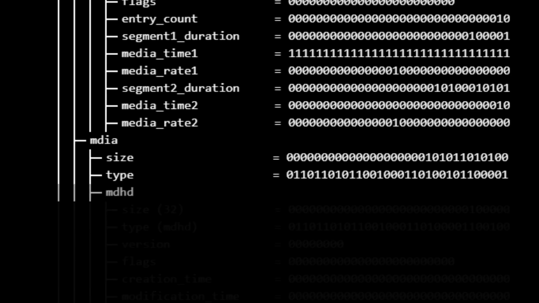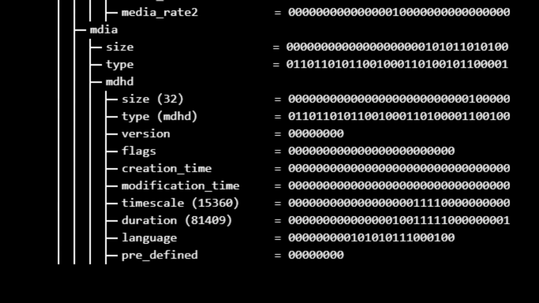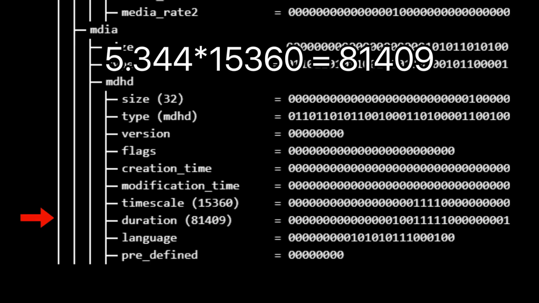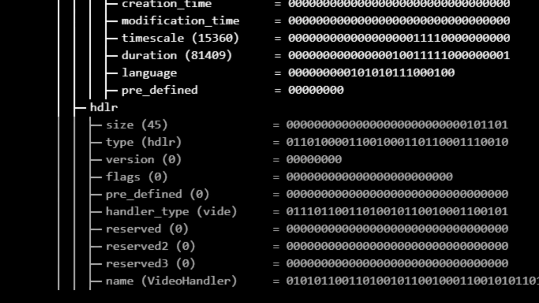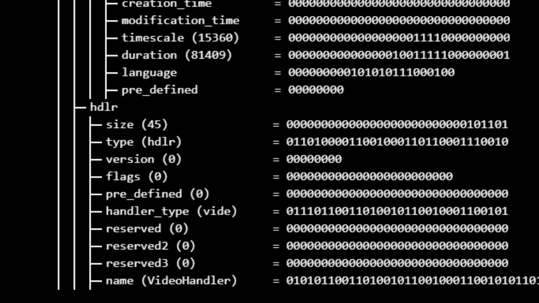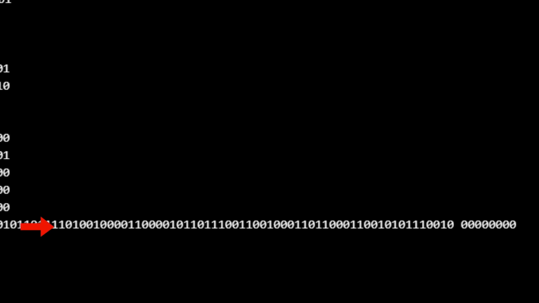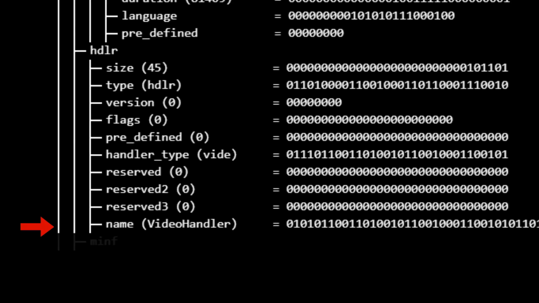In MDIA, create the media header, or MDHD. Note that the timescale is 15,360. The duration is calculated using this new timescale instead of 1000. Then, create a handler atom, or HDLR, like so. This identifies our track as a video track.